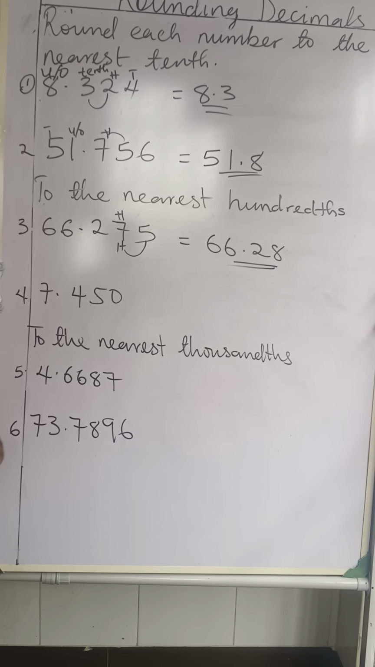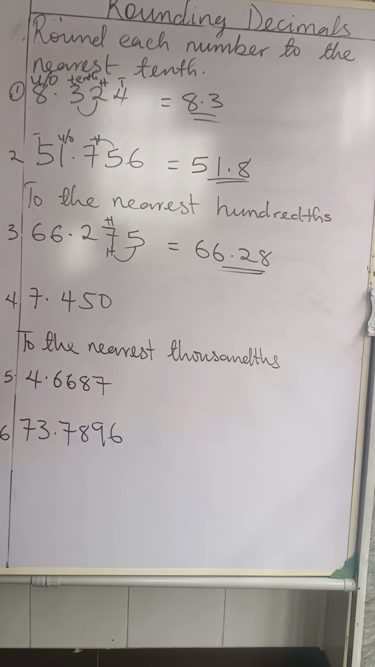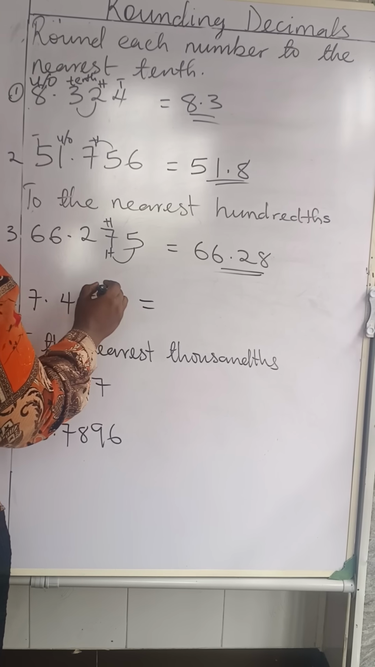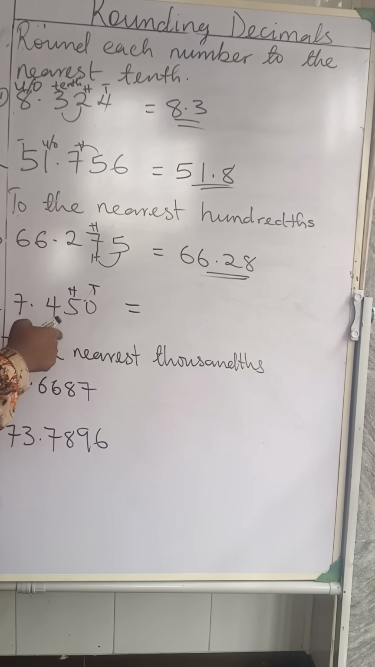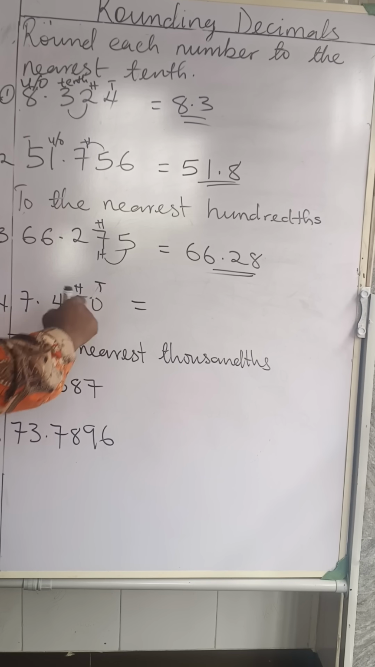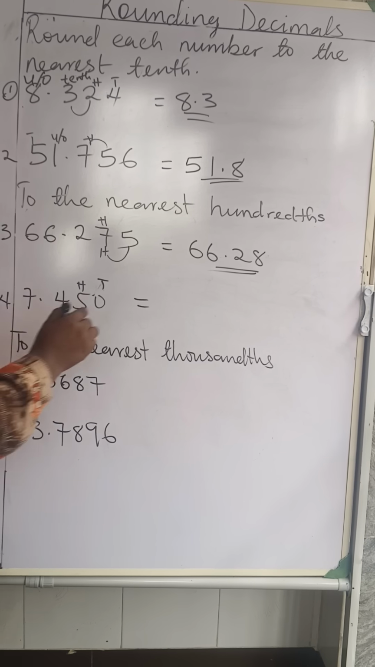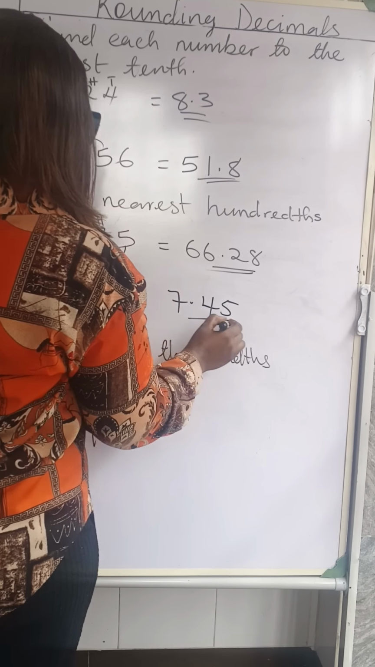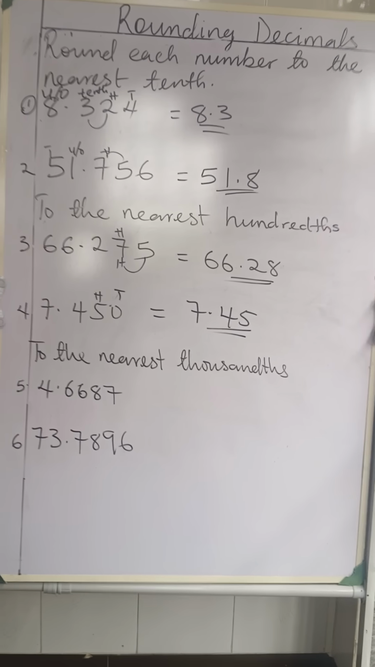Let's move over to number 4. Number 4 says 7.450, and we are also doing it to the hundredths. This is the hundredths here, and this is the thousandths. The closest neighbor is 0 already. It doesn't have any effect on 5. So our answer remains 7.45.